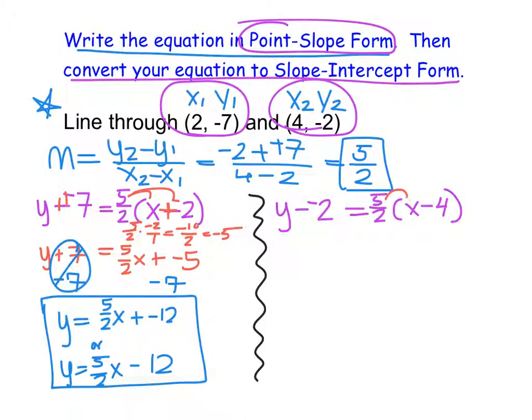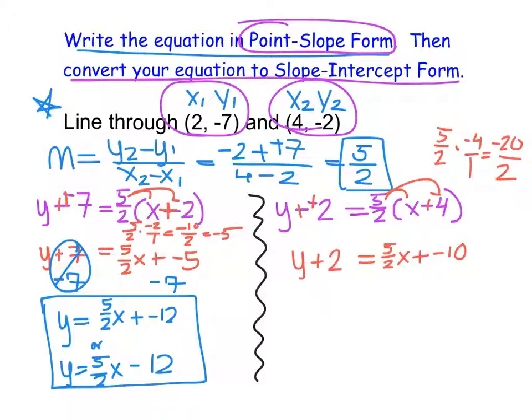So I start by using the distributive property, and I'm going to utilize keep, change, change as well. So I end up with 5 halves x plus, well, this is 5 over 2 times negative 4 over 1. So that's negative 20 over 2, which is negative 10. Then I utilize keep, change, change on the left, so I have y plus 2.